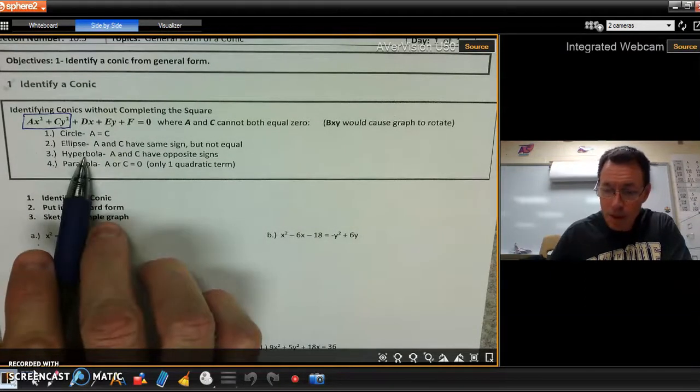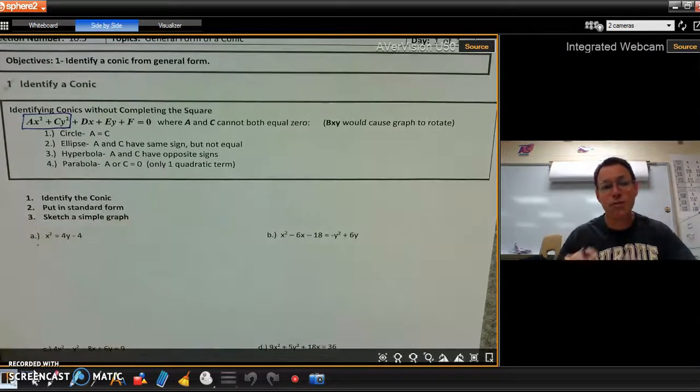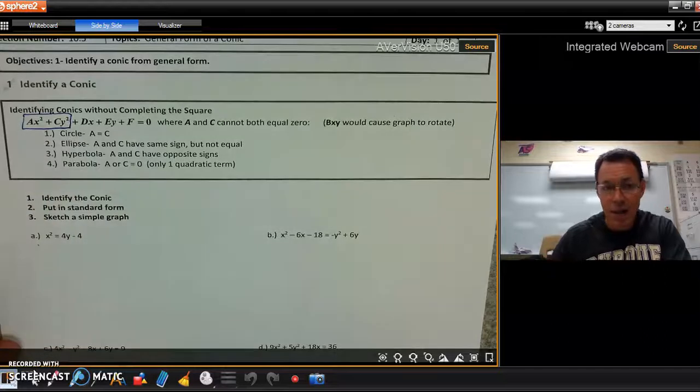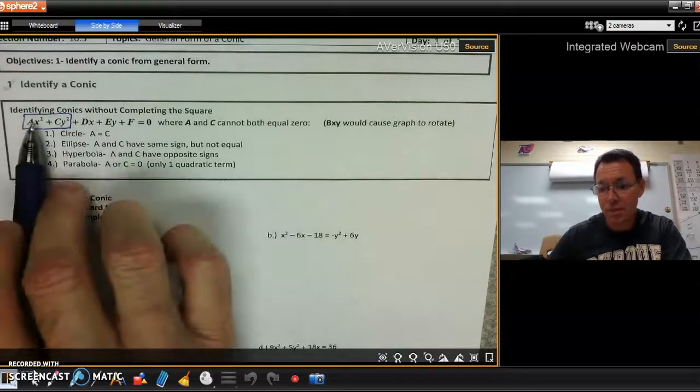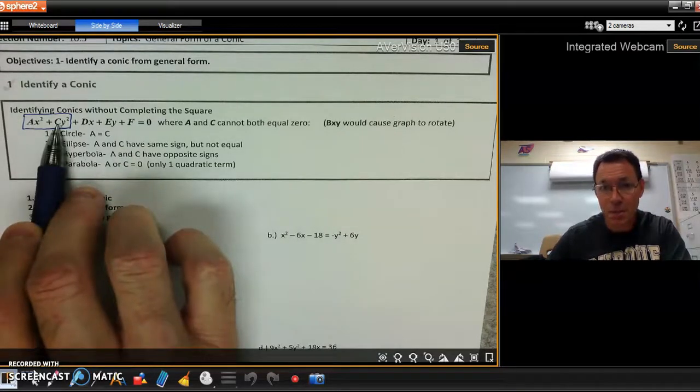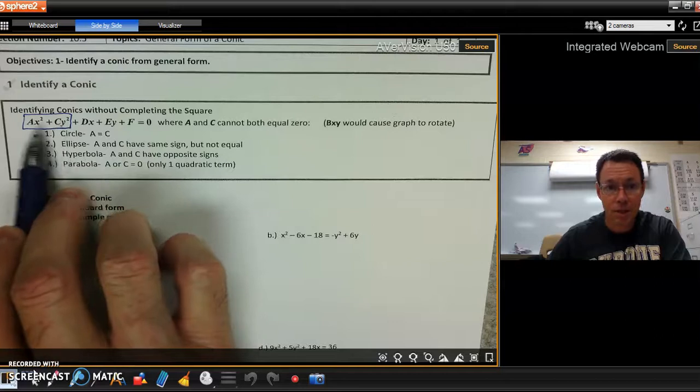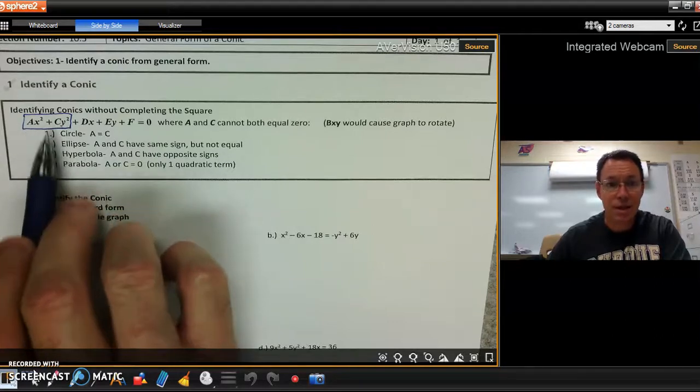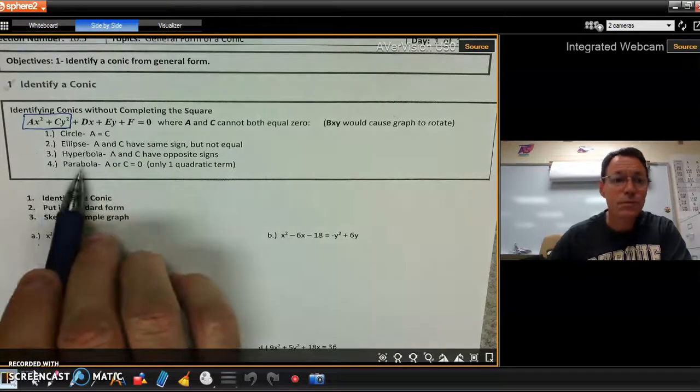A hyperbola, if you'll remember, the hyperbola has one of the squared terms negative. So if these 2 have opposite signs, that's it. They could be the same value, like their absolute value could be the same. So this could be a 2 and this could be a negative 2. That's still a hyperbola. Okay, so 2 different signs, that is a hyperbola.